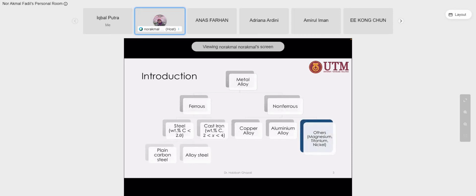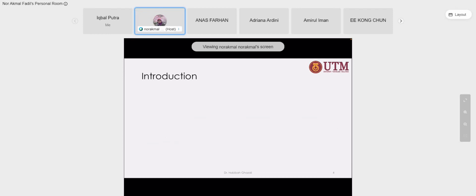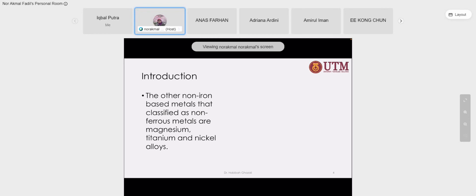Okay, and if we look at the structure of metal and the alloy, non-ferrous, we have copper and aluminum. We have discussed in the previous class, and next we are going to look at other non-ferrous metal. There are magnesium, titanium, as well as nickel. The other non-iron based metal that classified as non-ferrous metal are magnesium, titanium, and nickel alloy.